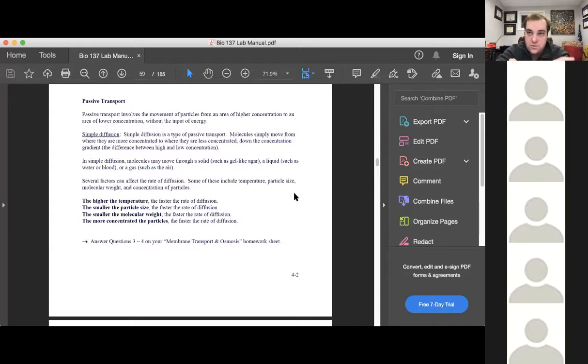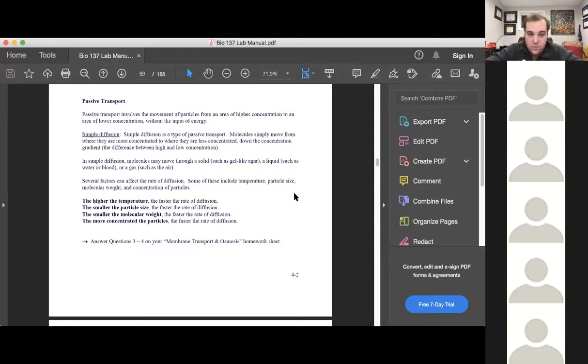I'm sure everybody has noticed, or you can imagine in your heads, that if you were to drop some food coloring or food dye into a clear liquid such as water, you would see the food coloring disperse out. And that's what we're trying to talk about here.